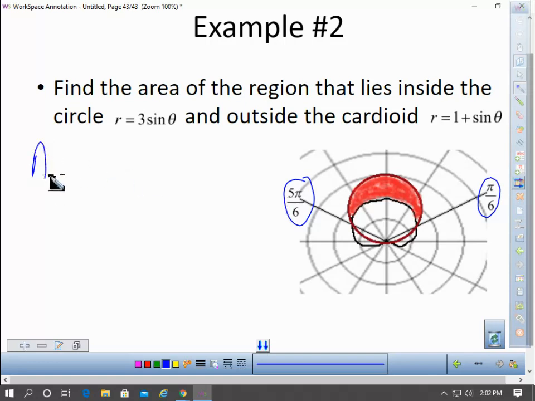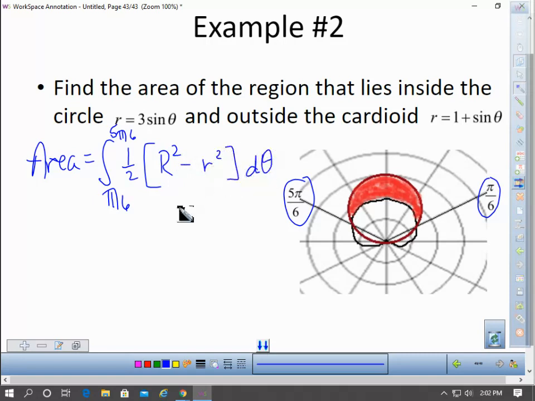All right. So our area is equal to, we're going to go from pi over 6 to 5 pi over 6, and it's 1/2. Since we are having an area between two curves, I'm going to write it in here first. It's big R squared minus little r squared d theta, just like when we had washers. So we've got to figure out who is our closest curve and who is our furthest away curve, and that's what we're going to put in here.